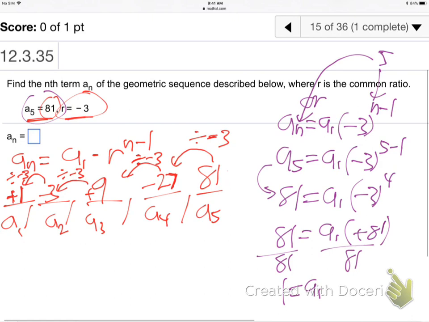So that's another way. Either way, by using the formula, plugging in 5 for n because you know what A5 is, and then solving for A1, or by walking backwards by dividing, because they gave you the fifth term, walk backwards and find the first term. So A1 is 1, so now we've got the entire formula, which is A n is A1 r to the n minus 1. So A n is 1 times negative 3 to the n minus 1. There we go. Is that good? All on that? Questions?